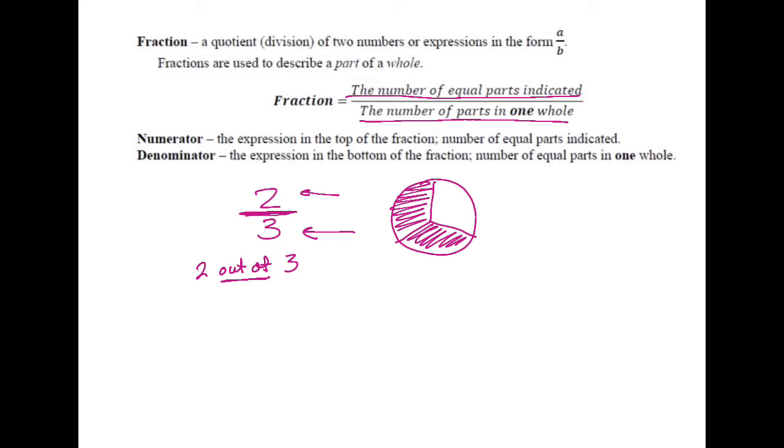The numerator is the top and the denominator is the bottom. The way I remember that is D is down. So the denominator is down, the numerator is on the top.